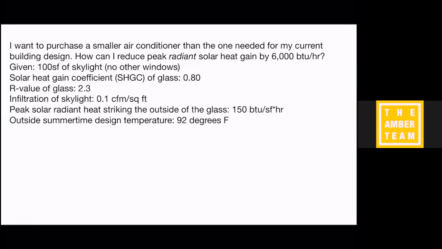We're given that we have 100 square feet of skylight, no other apertures or windows. We're given that the solar heat gain coefficient of the skylight is 0.80. We're given that the R value of the glass is 2.3, that the infiltration of the skylight is 0.1 CFM per square foot of glass, that the peak solar radiant heat striking the outside of the glass is 150 BTUs per square foot hour, and that the outside summertime design temperature is 92 degrees Fahrenheit.